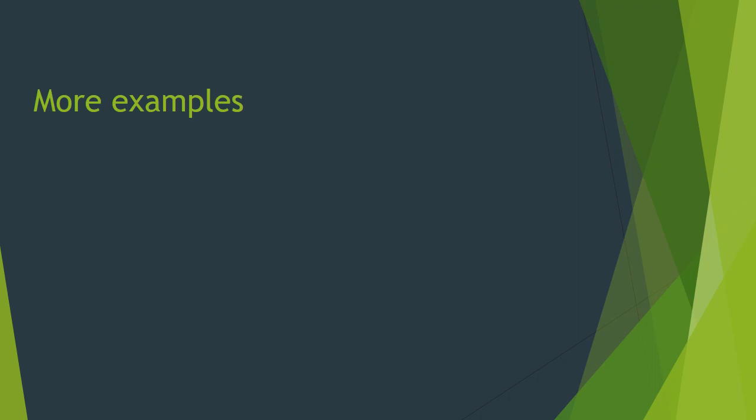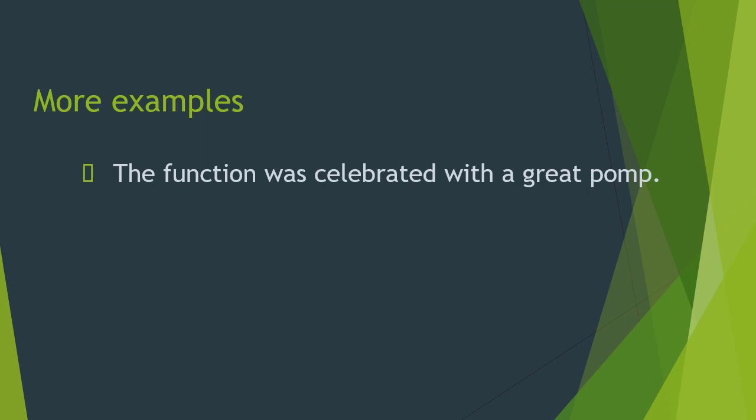Let us make it clear with more examples. The function was celebrated with a great pomp. Here, the subject is the function, the verb is was celebrated, and there is no object here, because the function could be celebrated by me or by my family or by someone or by anyone. Don't get confused with a great pomp as an object here. It is a prepositional phrase. Here the function is not given the focus. Was celebrated with a great pomp is given the focus because who celebrated is not given. So the function here is passive.